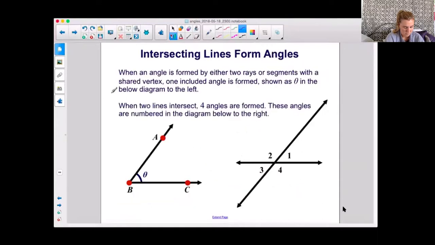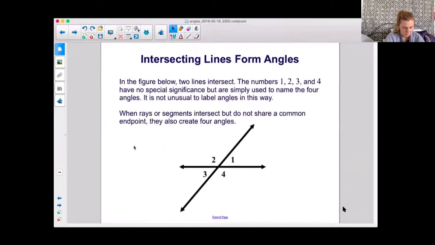Intersecting lines form angles. When an angle is formed by either two rays or segments with a shared vertex, one included angle is formed, shown as theta in the diagram to the left. When two lines intersect, four angles are formed. These angles are numbered in the diagram to the right, 1, 2, 3, and 4.